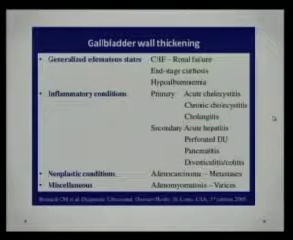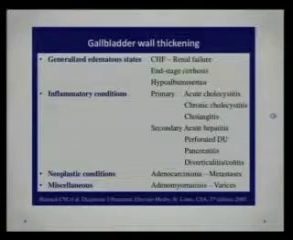Can there be conditions where you can have gallbladder wall thickening in the absence of acute cholecystitis? Yes. Generalized edematous states like chronic heart failure, renal failure, end-stage hepatic cirrhosis, and hypoalbuminemia. Inflammatory conditions like primary acute cholecystitis, chronic cholecystitis, and cholangitis. Secondary: acute hepatitis, perforated duodenal ulcer, pancreatitis, diverticulitis, and colitis. And neoplastic conditions like adenocarcinoma, metastases, and adenomyomatosis, as well as gallbladder wall varices seen in a setting of portal hypertension.